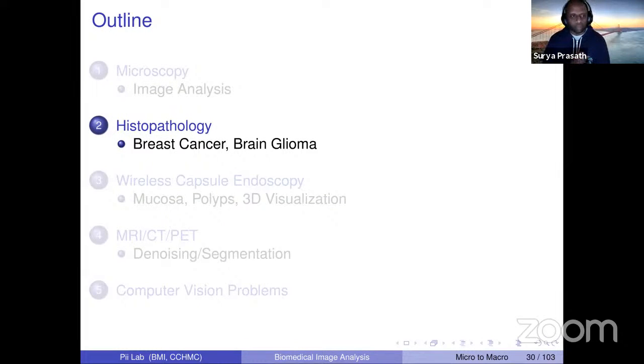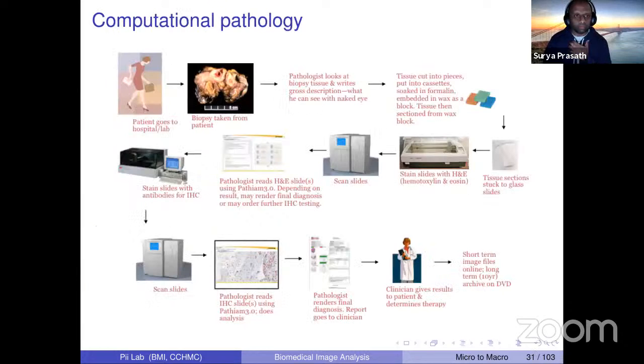So I will shift a little bit into a higher scale. I'm going to talk about what is known as histopathology images. And I will touch 2 application areas, so breast cancer and brain glioma. In this case, computational pathology is actually a very famous area now, because all the pathology images used to be in glass slides, but now everything is computerized. So we have tons and tons of computerized pathology imaging.